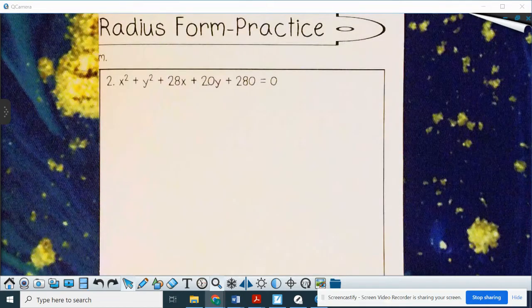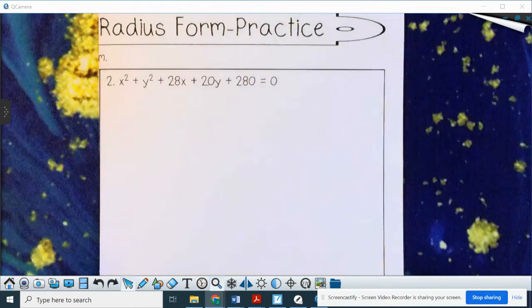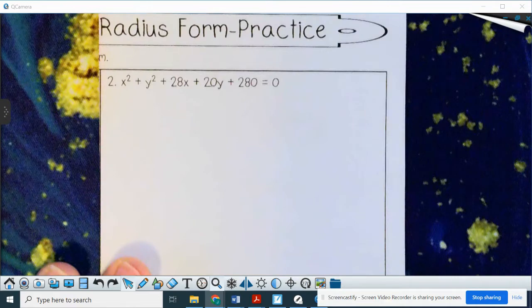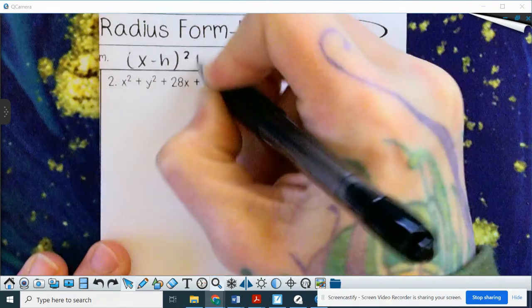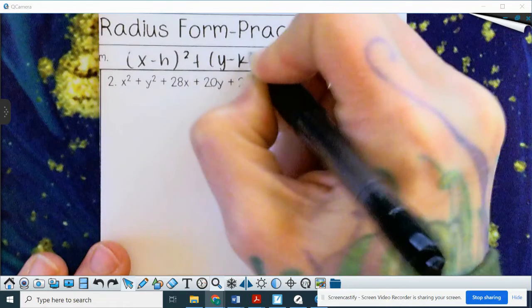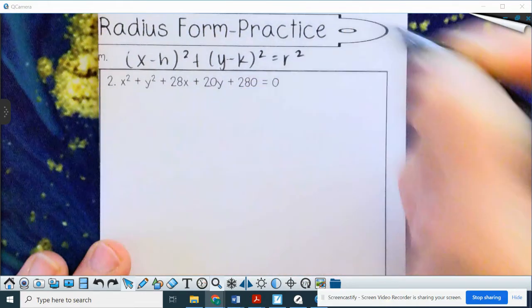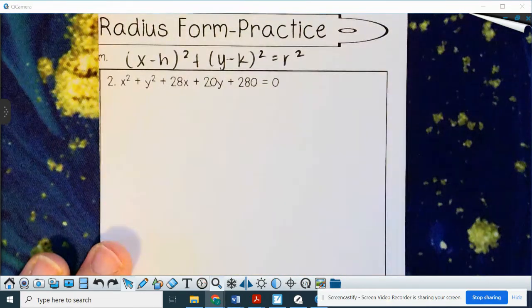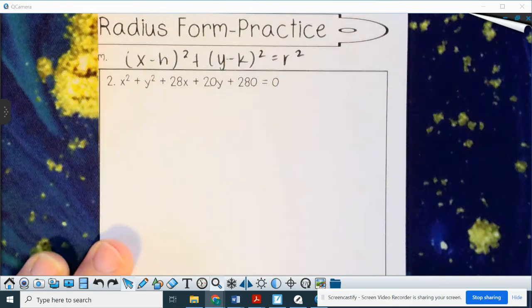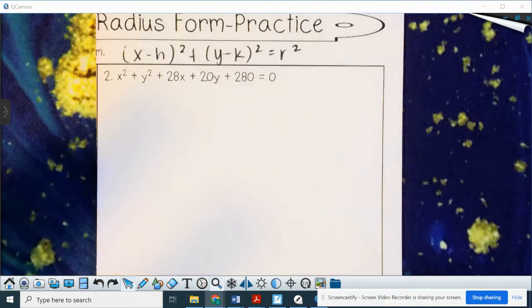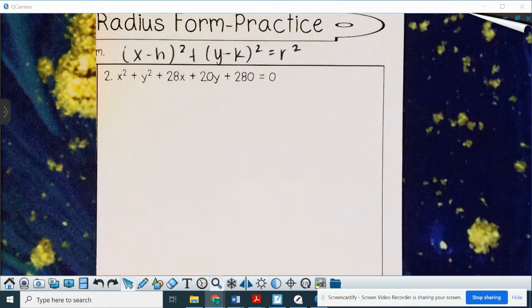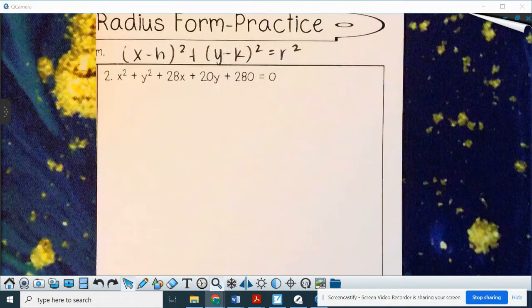So converting into our standard form of a circle, which is (x minus h) squared plus (y minus k) squared equals radius squared. Very likely to be an EOC question, so we want to make sure we get this right. First and foremost, we are going to group our x's and our y's. You're going to put them in order. And remember from our original video, I'm a big fan of putting the first three steps together. So we're going to group our x's and our y's.